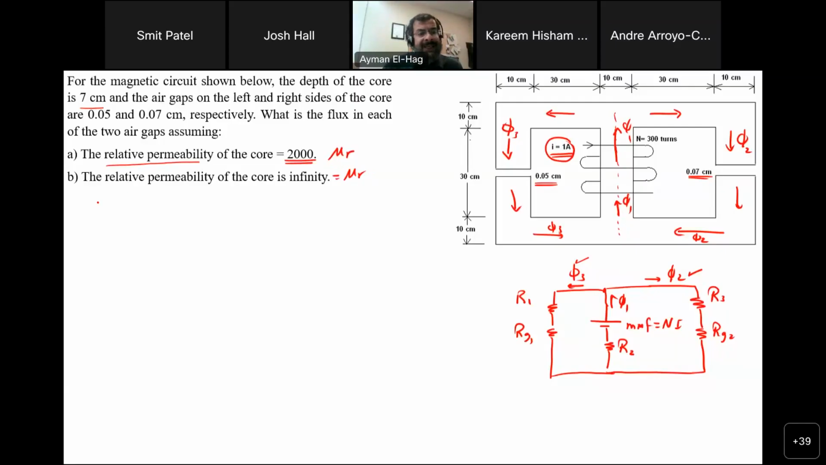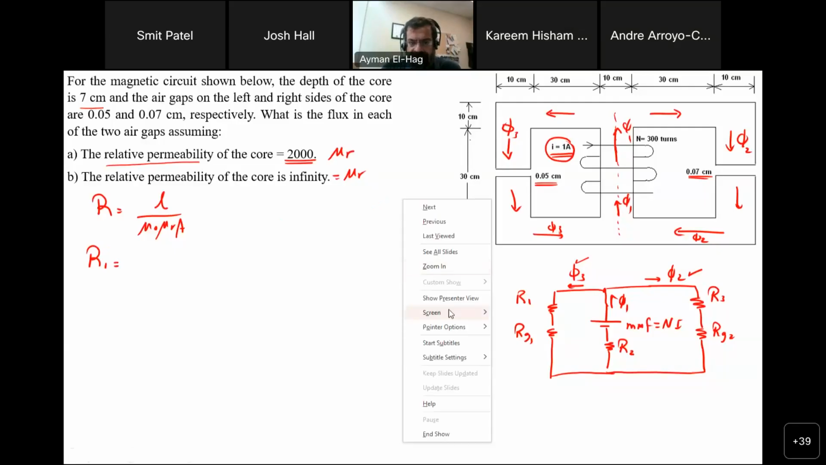Okay, so what is the reluctance? The reluctance is basically L divided by mu 0 mu r times the cross-sectional area. So we want to find all the reluctances 1, 2, and 3, and we want to find the reluctance of air gap 1 and 2. That's all. So let's start with reluctance 1. So we'll have L. Now, what is this L? Let me change the color so that we can explain it in a better way.